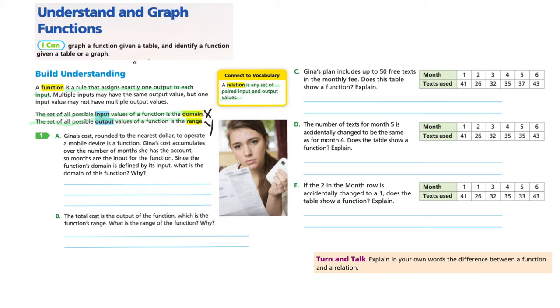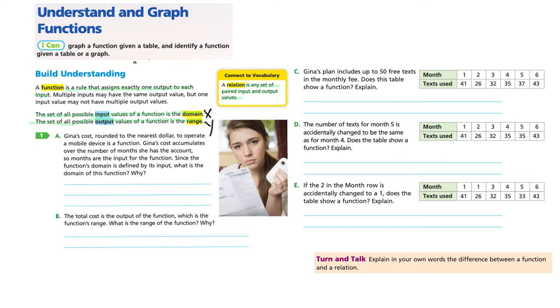Gina's cost, rounded to the nearest dollar, to operate a mobile device is a function. So that's important to know. So they're telling you that it's going to have exactly one output for each input. You won't have, for example, in month two different numbers of texts used or two different outputs for that particular month. It'll just be one for each input.